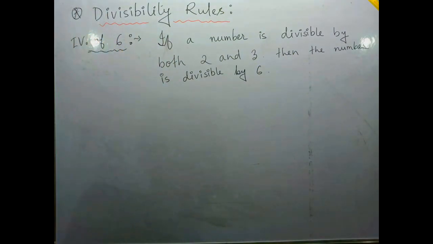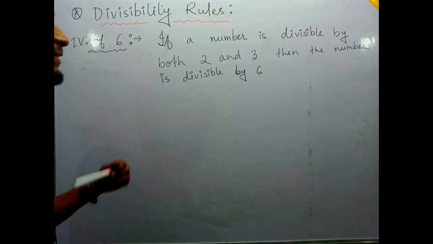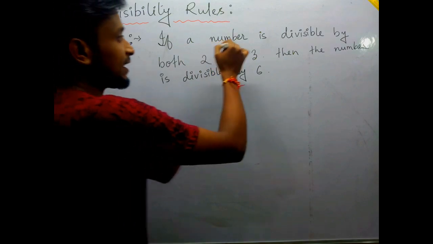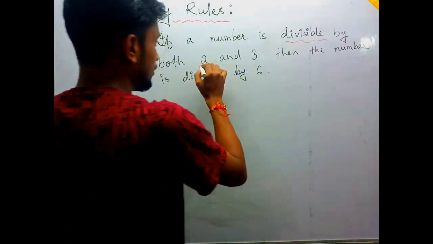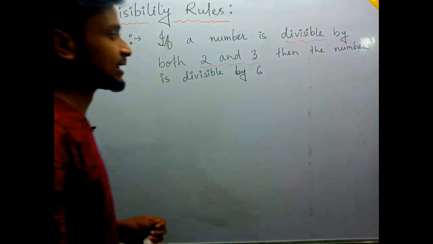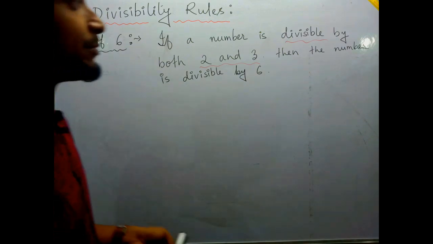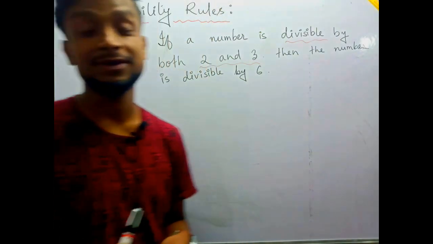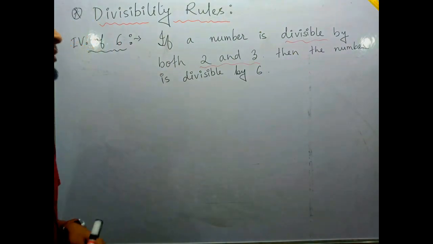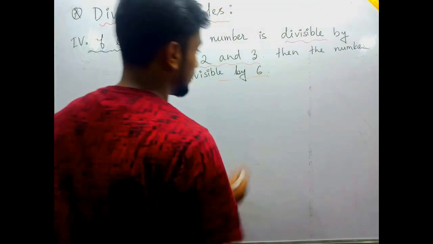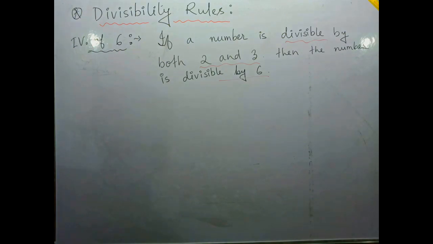So what is the divisibility rule for 6? The divisibility rule for 6 is, if a number is divisible by both 2 and 3, that is, if a number can be divided by both 2 and 3 at the same time, then the number will be divisible by 6. Okay, then the number is divisible by 6.